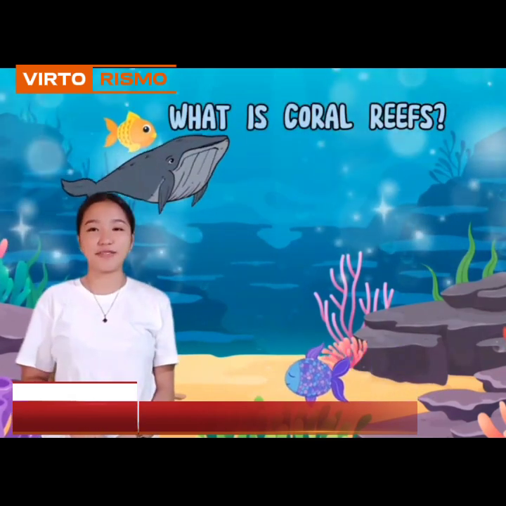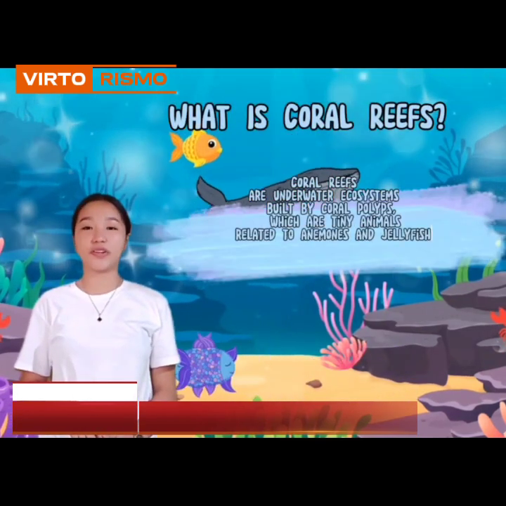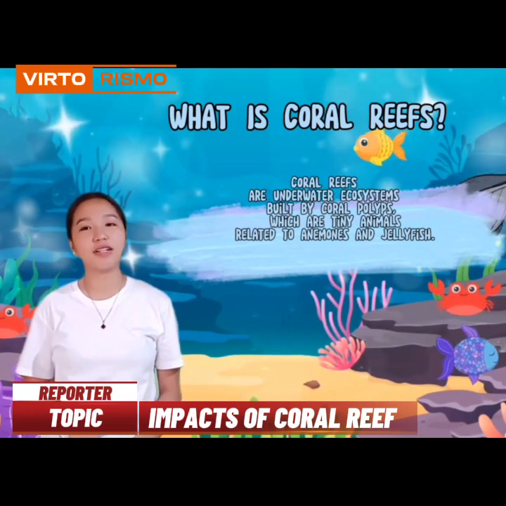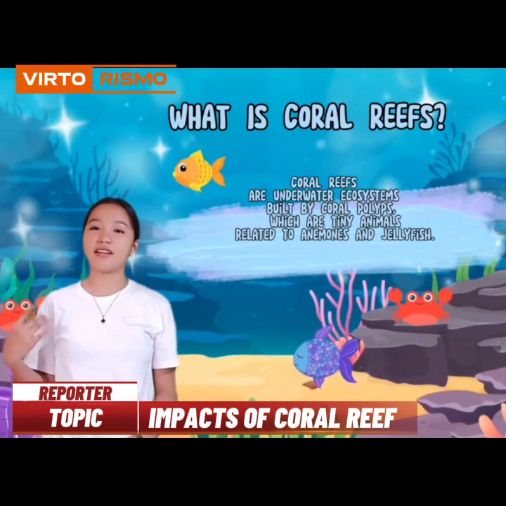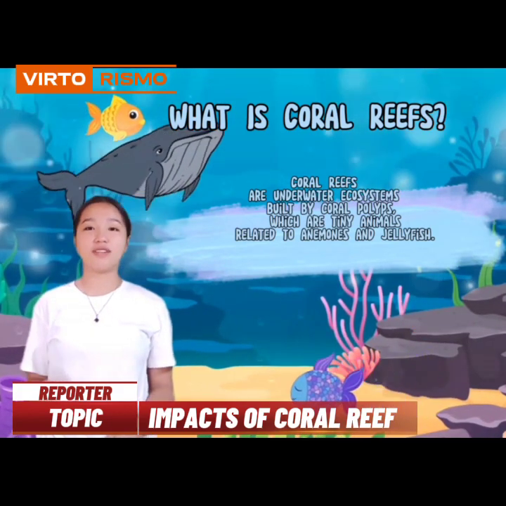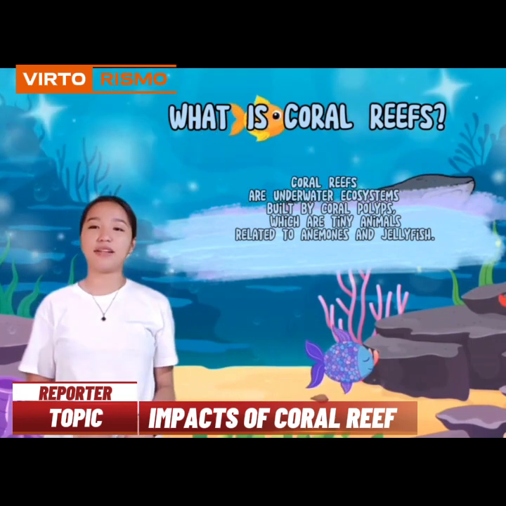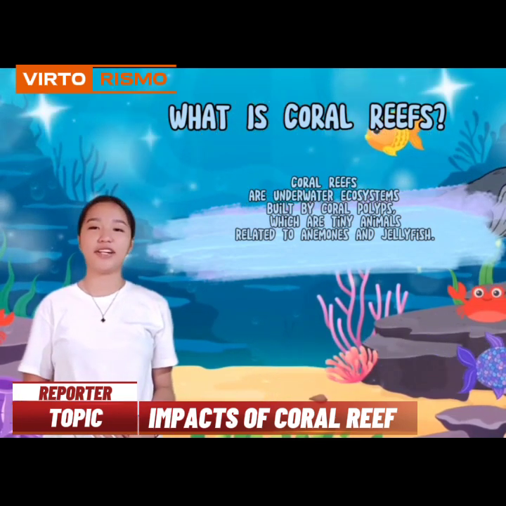What are coral reefs? Coral reefs are underwater ecosystems built by coral polyps, which are tiny animals related to anemones and jellyfish. They are among the most diverse and productive ecosystems on Earth, providing habitat for over a quarter of all marine life.